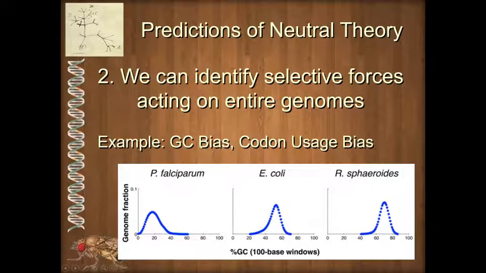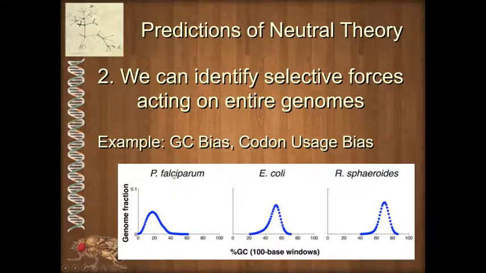And this can be on an entire genome. So for instance, there are some bacteria like R. sphaeroides that have a really high GC content. And again, under neutral theory, it should be close to 50-50, not significantly different. Notice E. coli is right around 50-50. A few areas of the genome have lower, a few have higher, but by and large and taken as a whole, it's right close to 50-50.